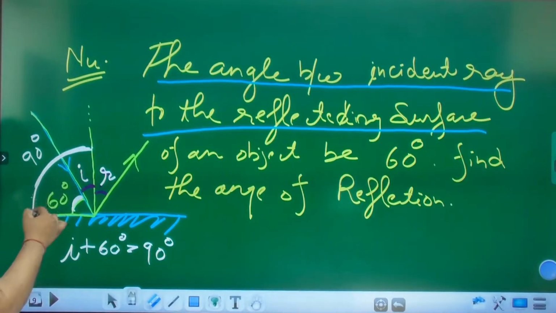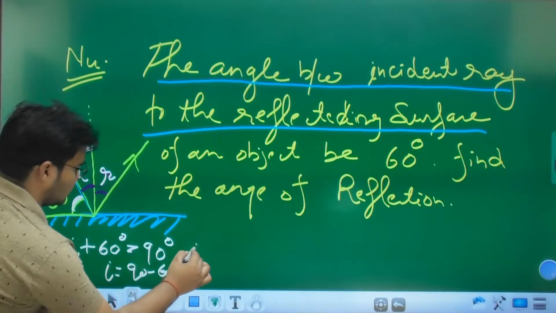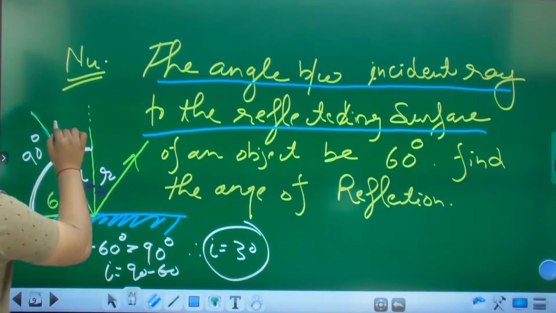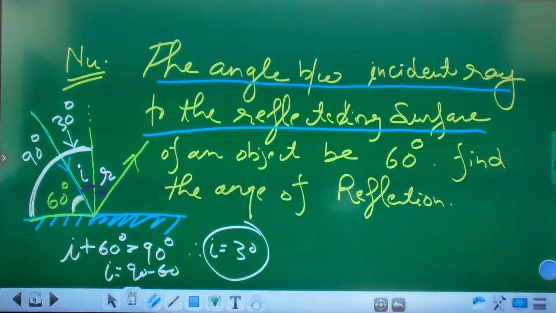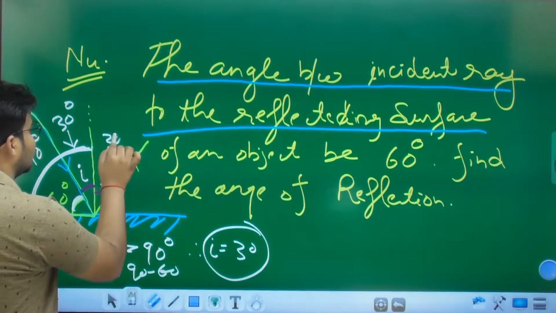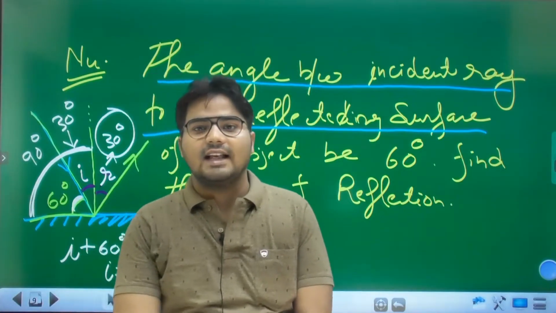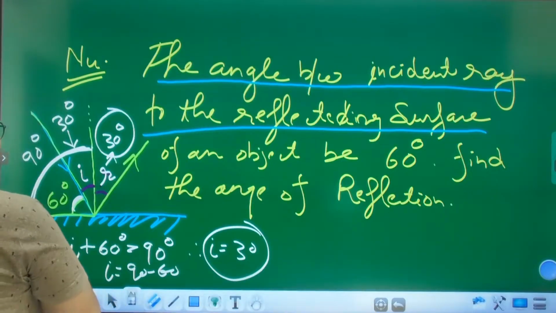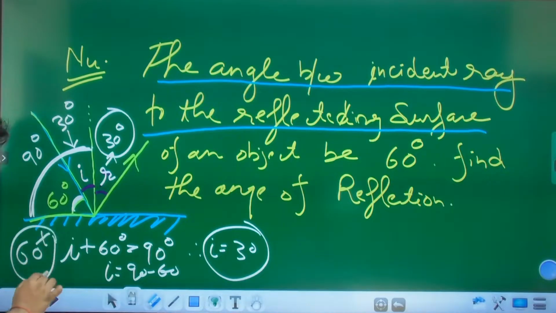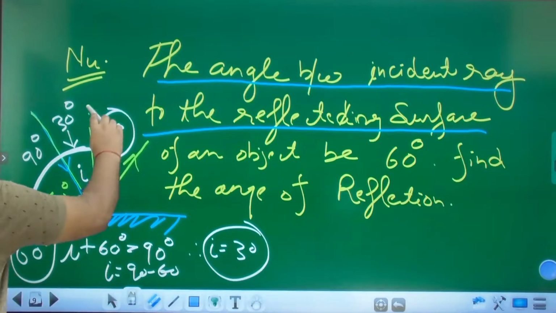So the complete angle is 90 degrees. So here 90 minus 60, so the value of I is 30 degrees. Similarly, if I is 30 degrees, therefore R is also 30 degrees. By which law? By the laws of reflection. The laws of reflection tell that the angle of incidence is always equal to the angle of reflection. So angle R is not 60 degrees, and you know that one option is 60 degrees. So you will not take that option, and the correct answer is 30 degrees.